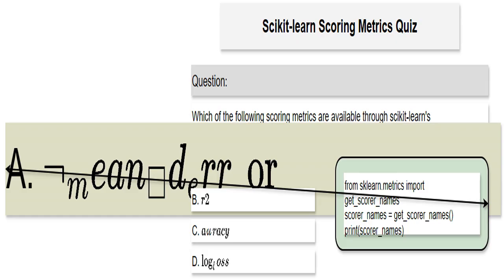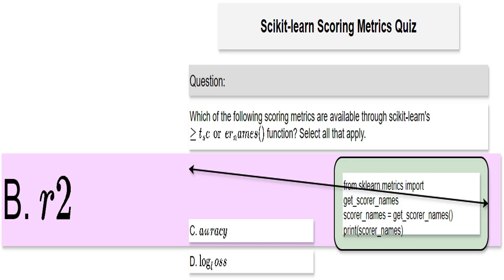Option A is the negative mean squared error. It's a measure of how well a regression model predicts. A lower value is better because it means the model's predictions are closer to the actual values. Option B is R-squared, which measures the goodness of fit of a model. It indicates how much of the variance in the data is explained by the model. A value closer to 1 is better.